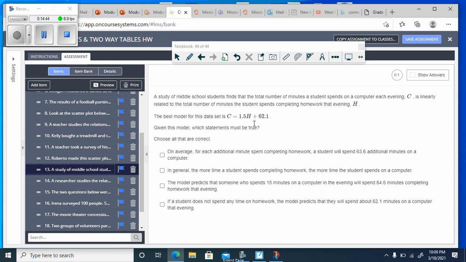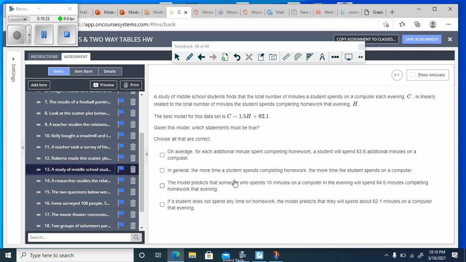On average, this is homework that's on the computer. Total amount on the computer, 1.5 times the number of hours. Let's see, the study finds that the total number of minutes they spend on a computer is related to the number of minutes they spend doing homework, okay? So 1.5 times the number of minutes on homework plus 62.1 gives you the total amount of time on the computer. On average, for each additional minute spent completing homework, the student will spend 63 additional minutes on the computer. No, this is what they start with if they don't do any homework, right?